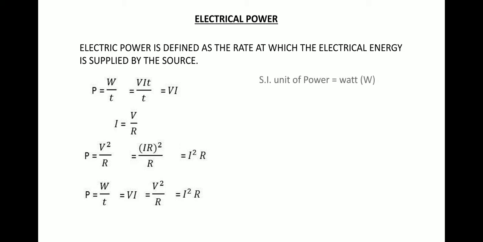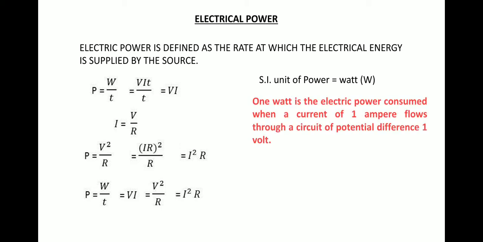So the SI unit of power is watt, written as capital W, and the definition for 1 watt is: 1 watt is the electric power consumed when a current of 1 ampere flows through a circuit of potential difference 1 volt.